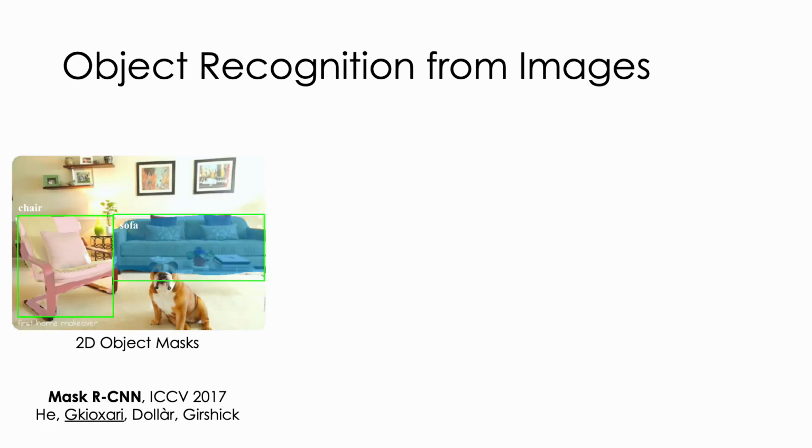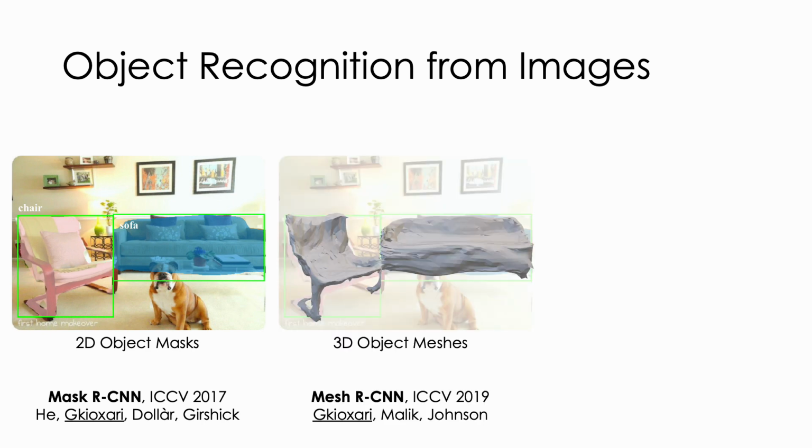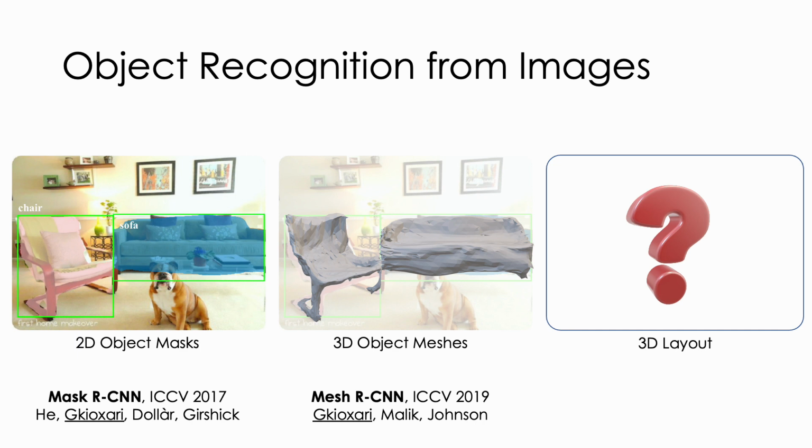In the past, we have built models that understand objects from images by predicting their object types and 2D silhouettes like Mask R-CNN, or predict 3D object meshes like in Mesh R-CNN. But scenes are composed of 3D objects laid out in 3D space. So in addition to 3D shapes, can we also predict 3D layouts and all from a single image?